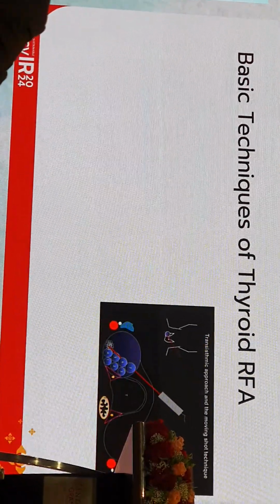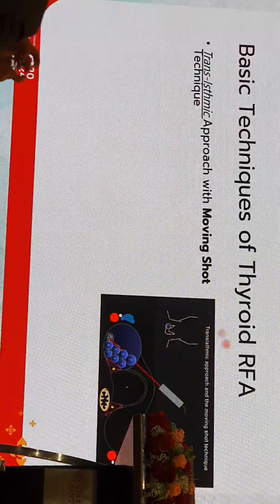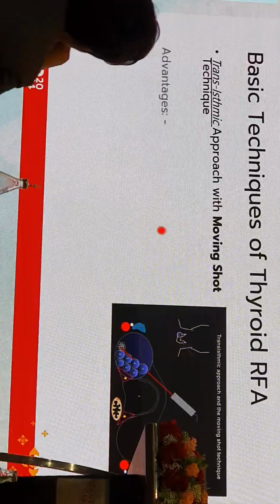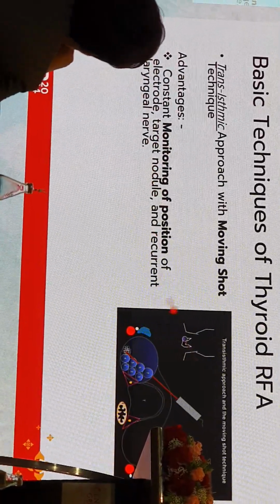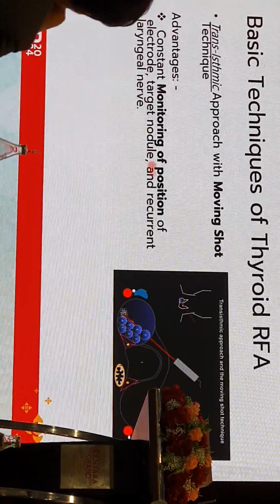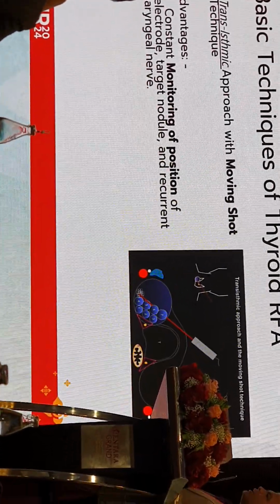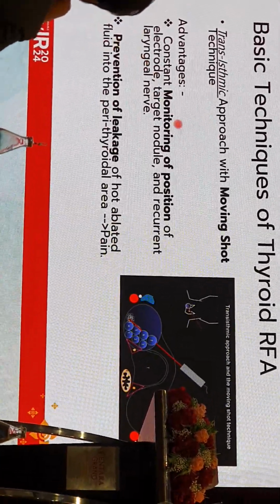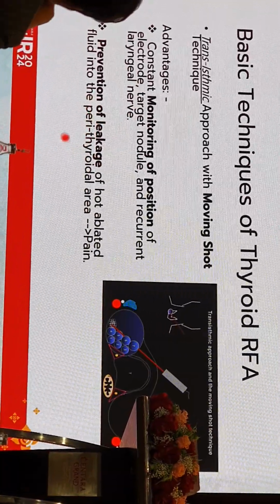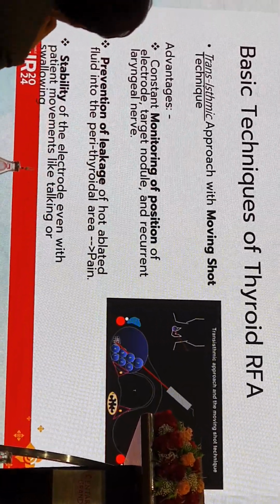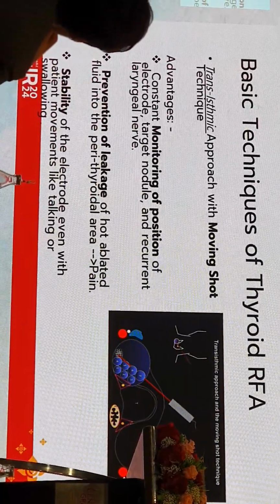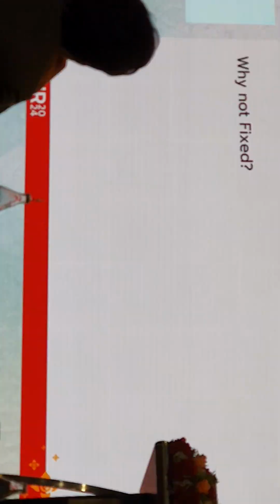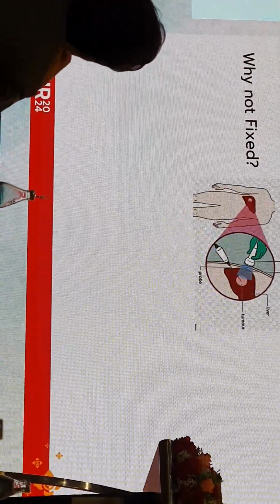The basic technique, we all know, is the transisthmic approach and the moving shot technique. We all know about it, so I will not go into the detail, but the advantages are that you can monitor the positioning of the electrode, you can target the nodule, and also you can save all the important structures that my first speaker has shown. When we go through that transisthmic route, you also prevent leakage of fluid that can cause pain to the patient. It also stabilizes the electrode, so when the patient is talking or coughing, it doesn't move. And you are also able to see the danger area very precisely and stay away from it.